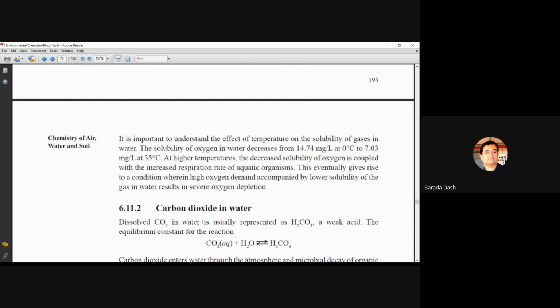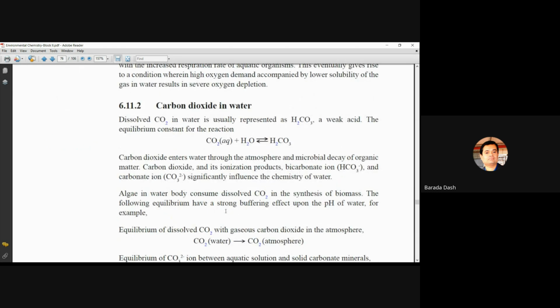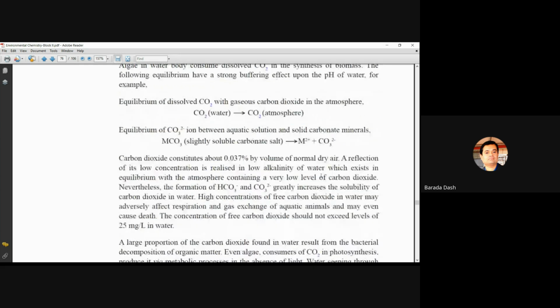So how much oxygen is actually good for aquatic animals? It is about 7.03 milligrams per liter at 35 degrees centigrade. So at that temperature, if you have 7.03 milligrams per liter of oxygen in the water, that is called good dissolved oxygen. So next, carbon dioxide in water. Carbon dioxide in water gives you carbonic acid, which is a weak acid.